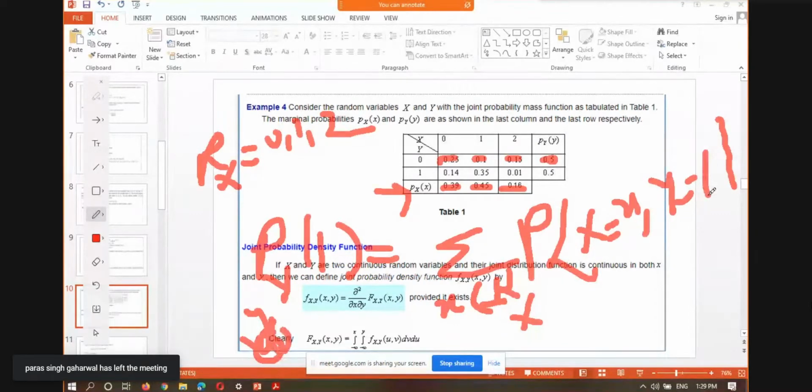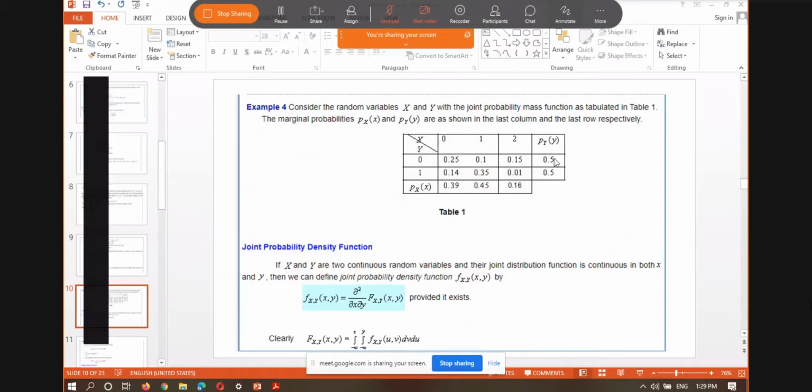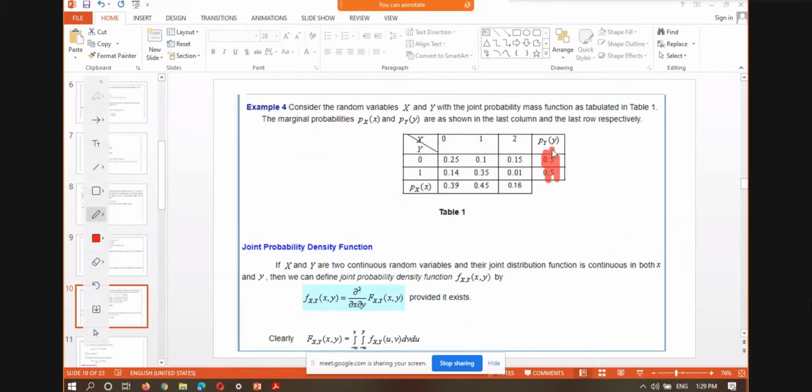Similarly, if I want to know for 1, I will write 1 here. Here again I will write 1. And then I will run this index of summation over Rx, and Rx takes three values 0, 1, 2. So if x is 0 and y is 1, this one. If x is 1 and y is also 1, this one. If x is 2 and y is 1, this one. The sum of these three will give you this one. So this is the way I calculated the marginal probability mass function for the random variable y.